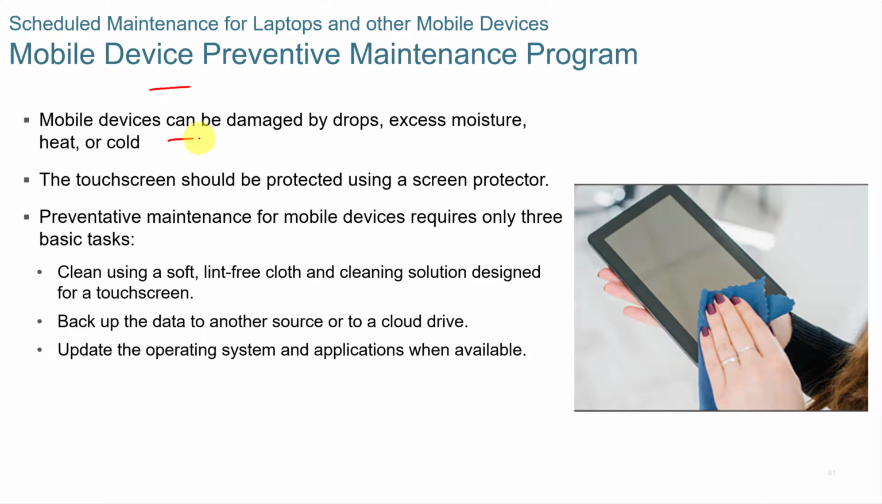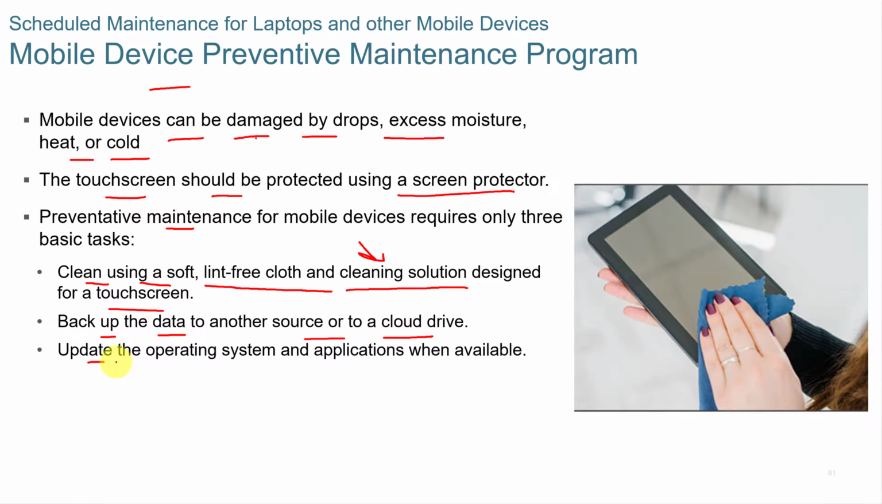On mobile devices, you want to make sure that they can be damaged by drops, excess moisture, heat, and cold. So the touch screen should be protected using a screen protector if possible. And preventative maintenance for mobile devices requires 3 basic tasks. Clean using a soft, lint-free cloth and an approved cleaning solution designed for a touch screen, and then back up the data to another source or a cloud drive, and then update the operating system and applications when available. Most operating systems, Android devices and iOS, will automatically update and then it'll pop up and tell you that they're going to update.